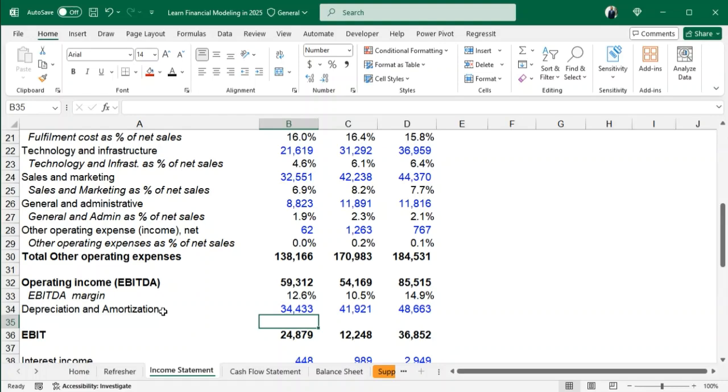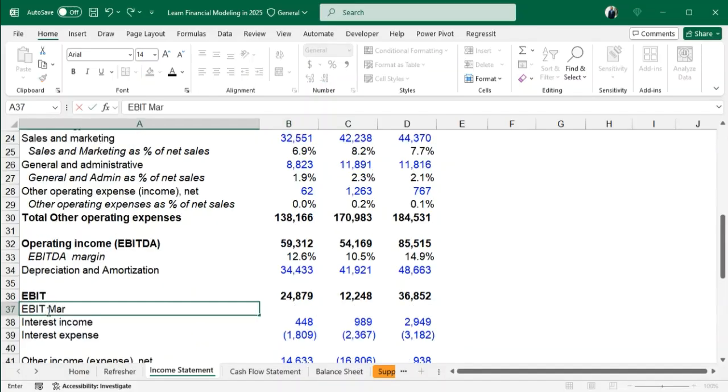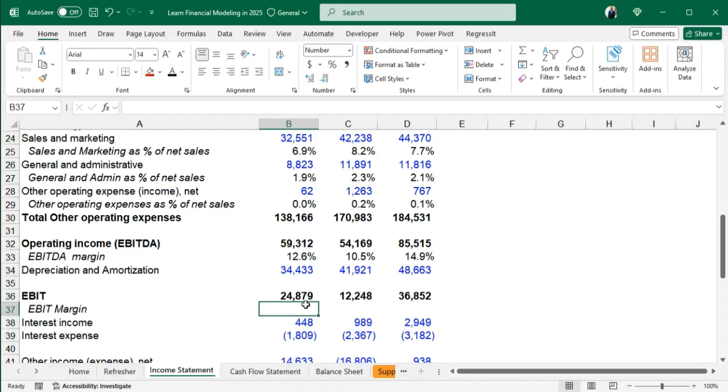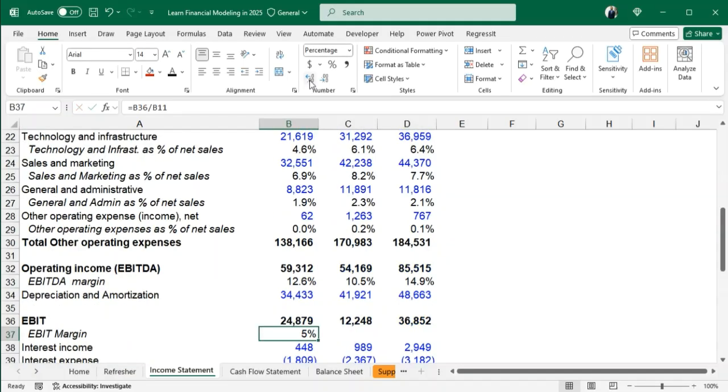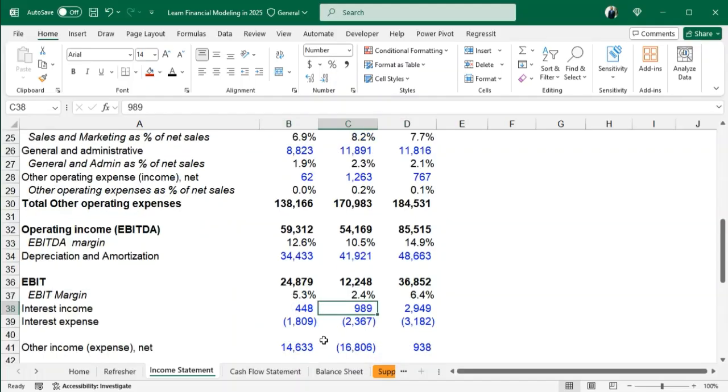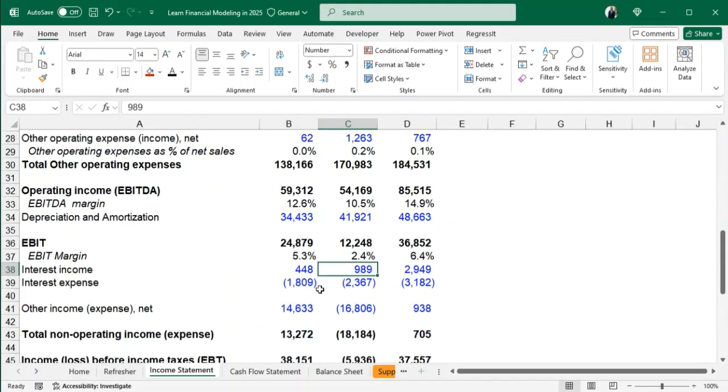We are going to have EBIT margin as well. So EBIT margin, and you italicize this and also increase the indent there. So as usual, this is going to be our EBIT divided by total net sales. Change it to percentage with 1 decimal place and copy this to the right using Control R. All right, so we have those.